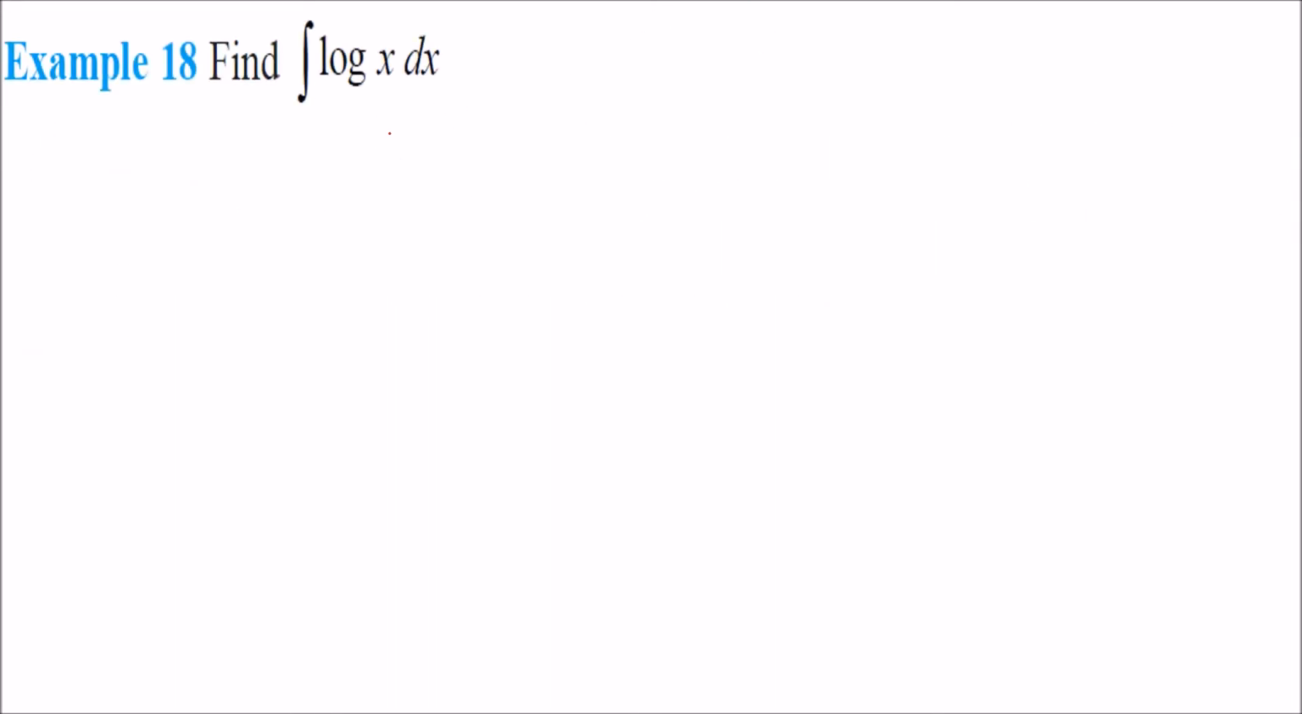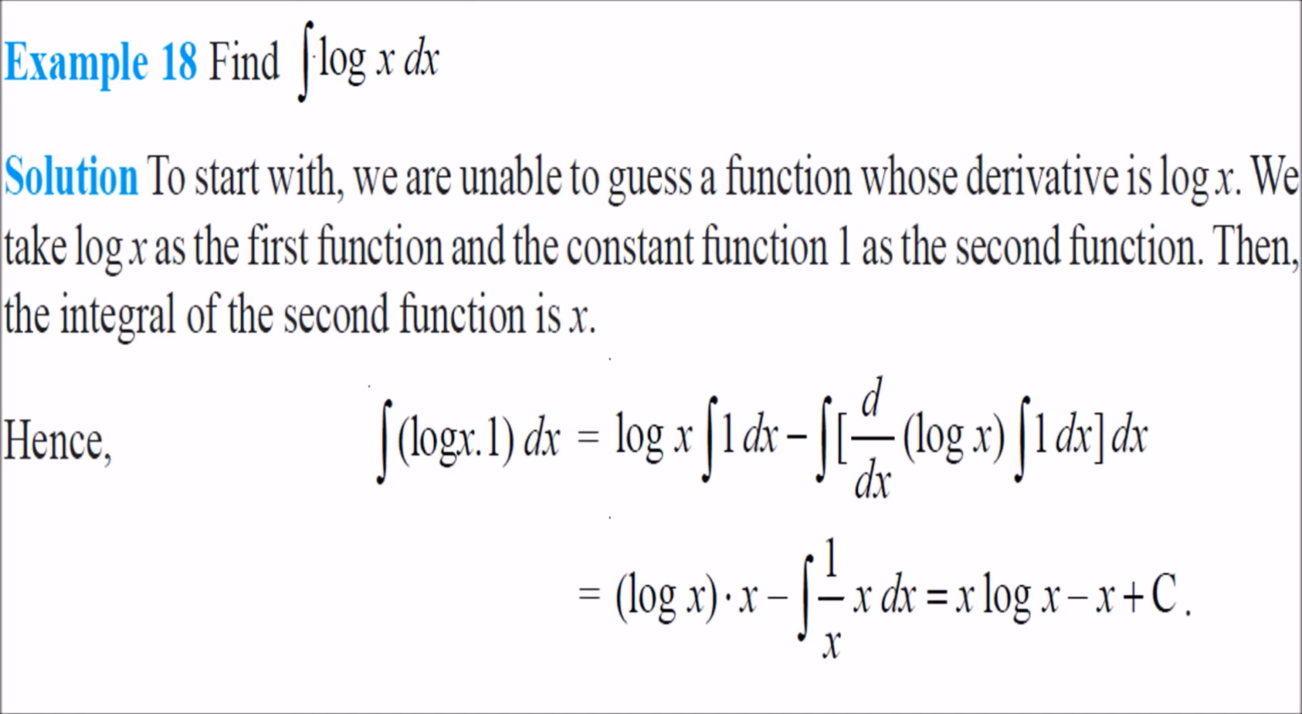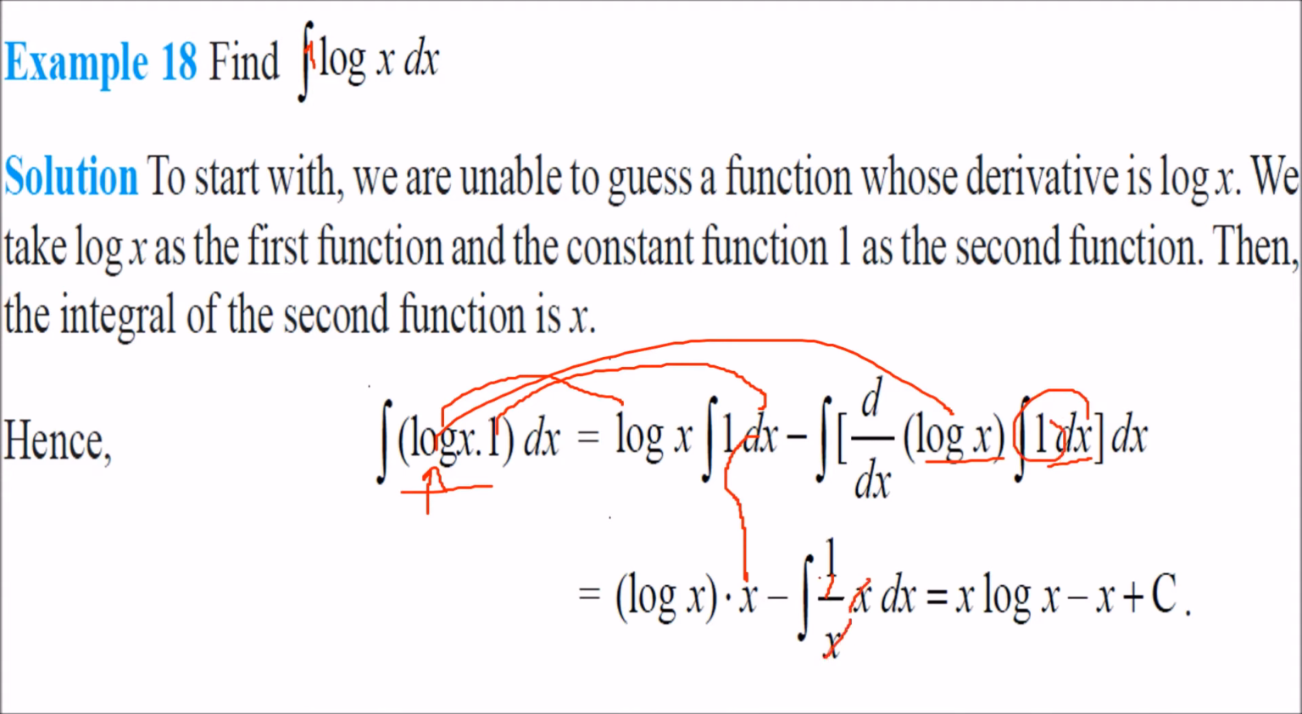For example, integration of log x dx is nothing but you take 1 here, 1 into log x. So this is nothing but log x dot 1. And I just said that if you have log or a trigonometric function, you take them as the first function. So log x first, then the integration of the second function, which is x, and d by dx of log x, which is 1 by x, and this is x. So this gets cancelled and you get integration of dx, that is x.